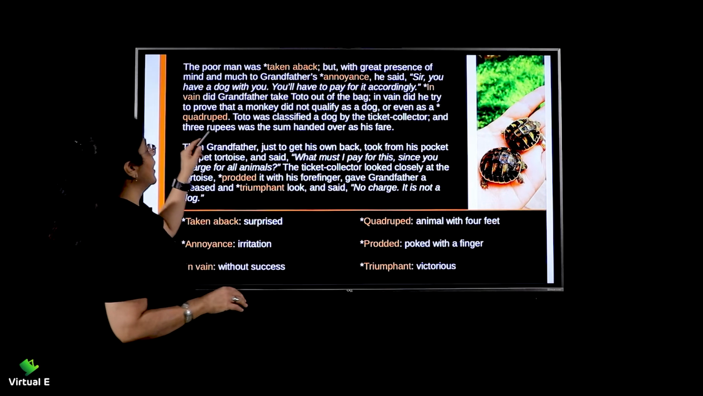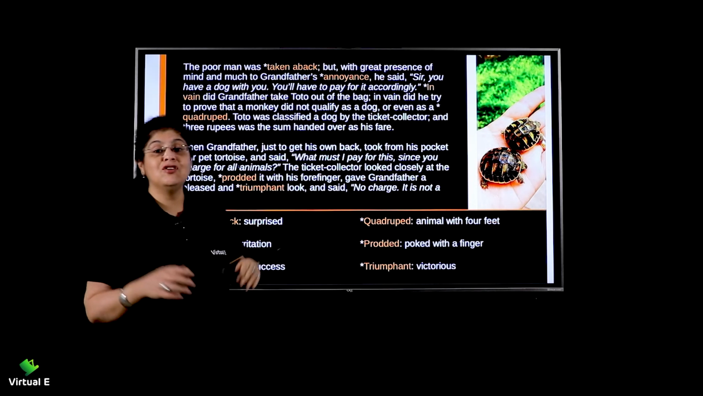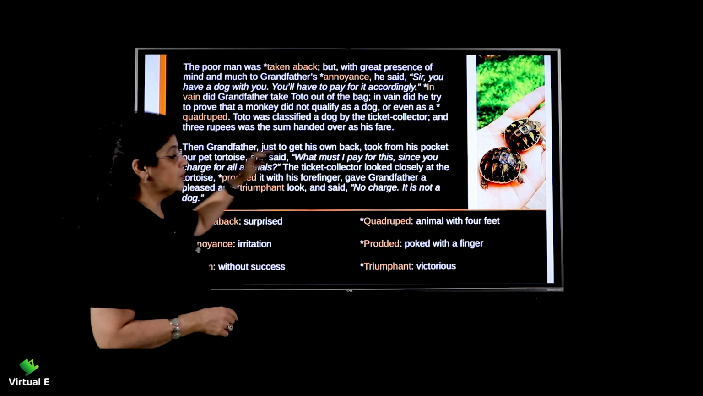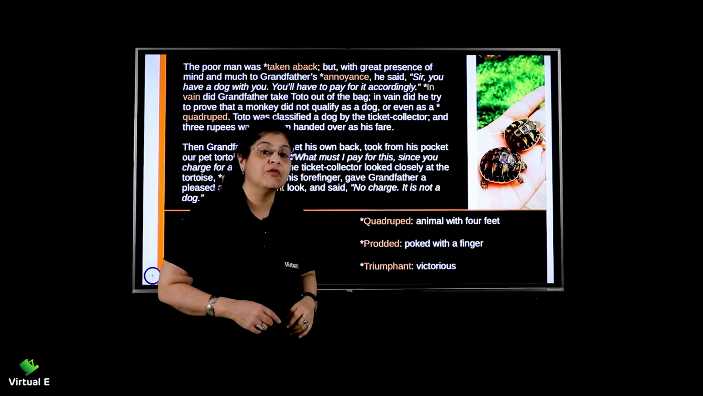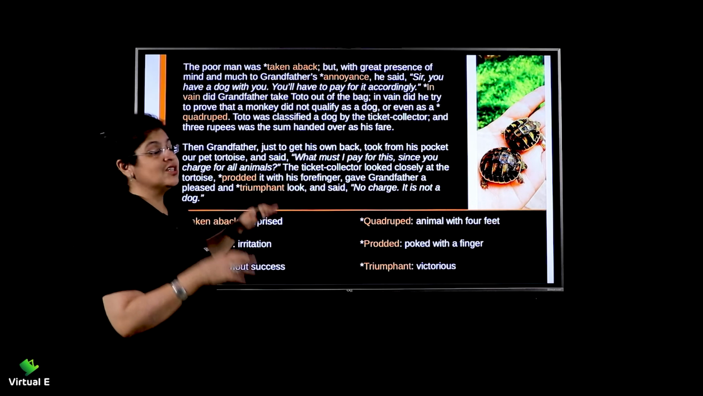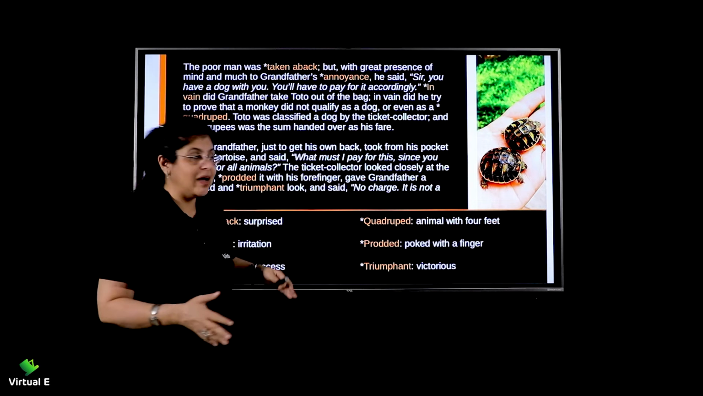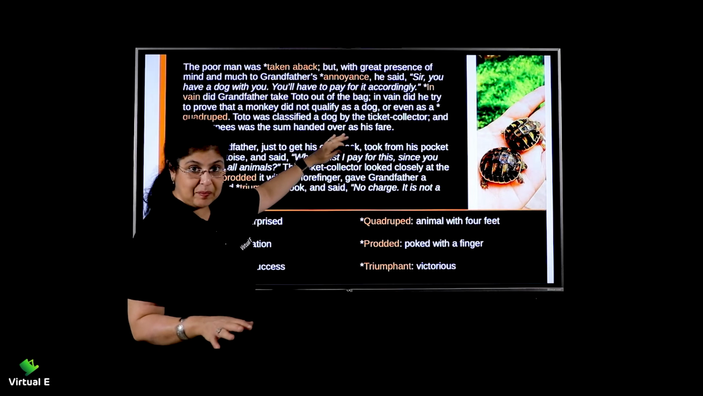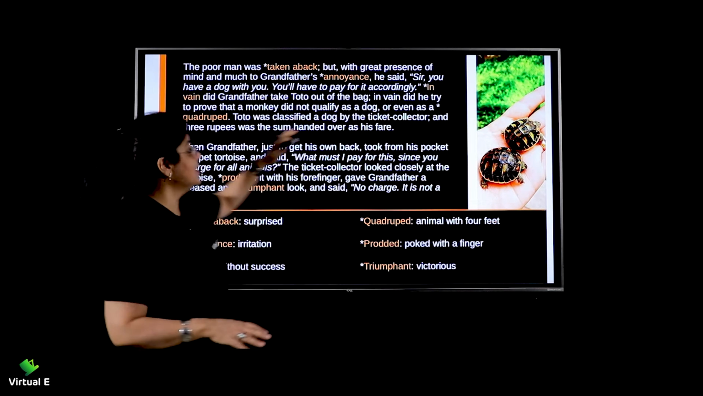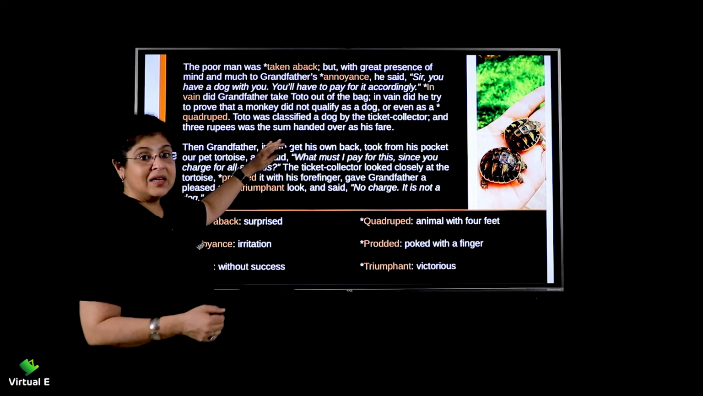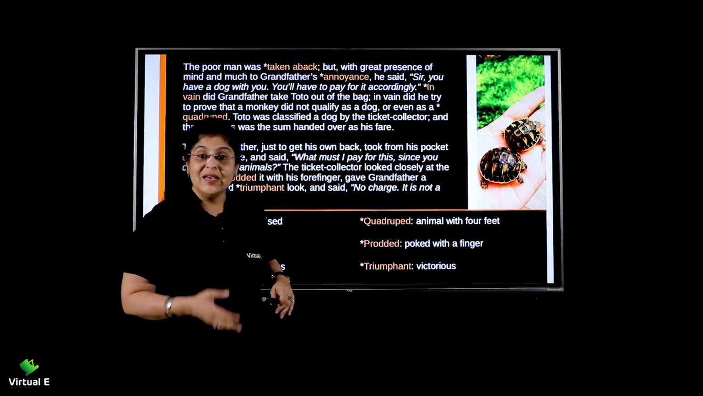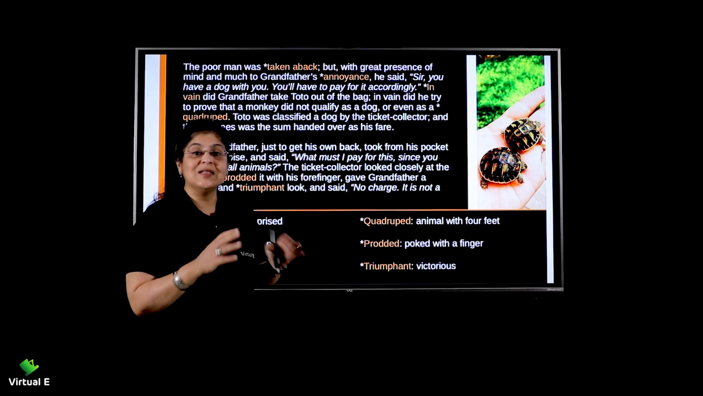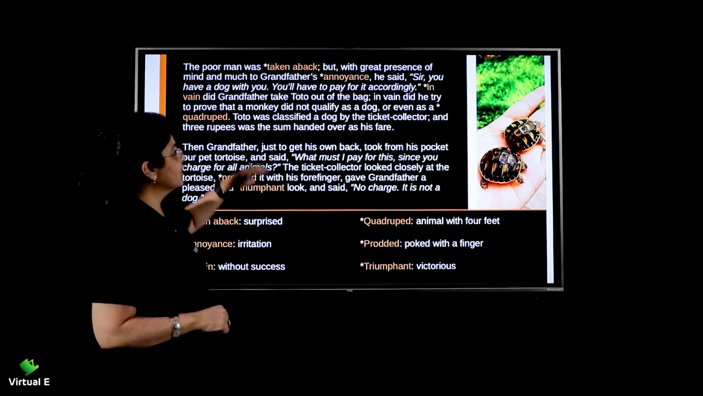In vain did he try to prove that a monkey did not qualify as a dog or even as a quadruped. A quadruped is an animal with 4 feet. So he just tried to explain so much. In vain did grandfather take Toto out of the bag. In vain did he try to prove that a monkey did not qualify as a dog. He says that's a monkey, you cannot call it a dog. It is not a quadruped, as in it is not an animal with 4 feet.